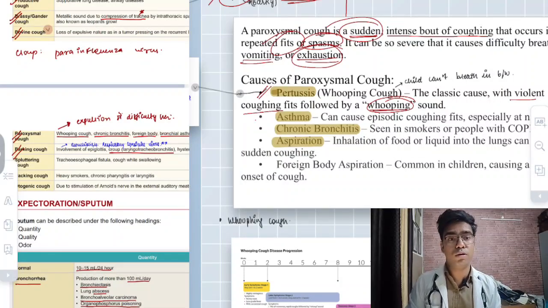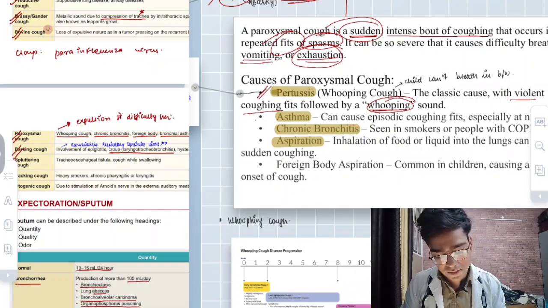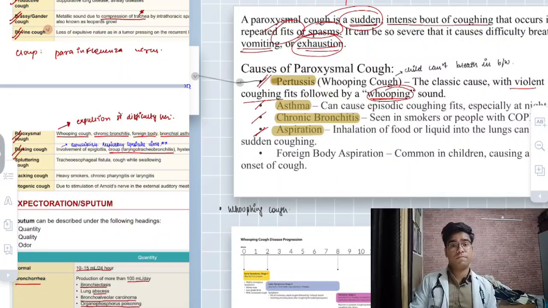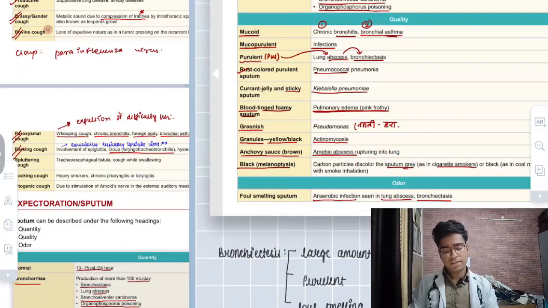I'm not doing it properly, but I'm going to show it in a video. Then asthma is also a cause of paroxysmal cough, as are chronic bronchitis and any kind of aspiration. So the simple basic idea is that there is going to be paroxysms of cough, a bout with spasm of cough in between. Now this is a theory point: in whooping cough, disease progression has three stages: stage 1, stage 2, and stage 3, that is, early symptoms, late symptoms, and the recovery phase. You must read it in the microbiology section.